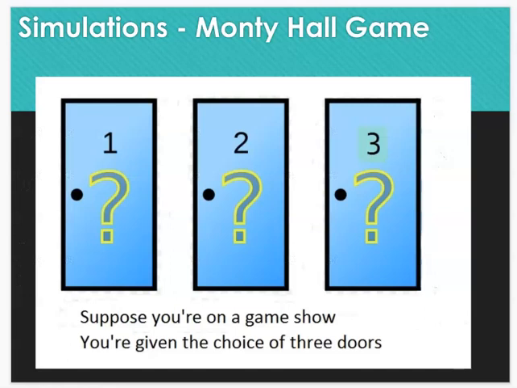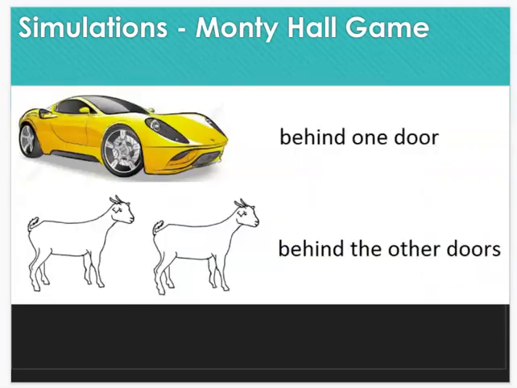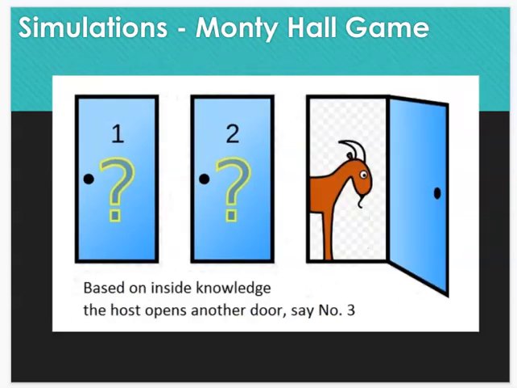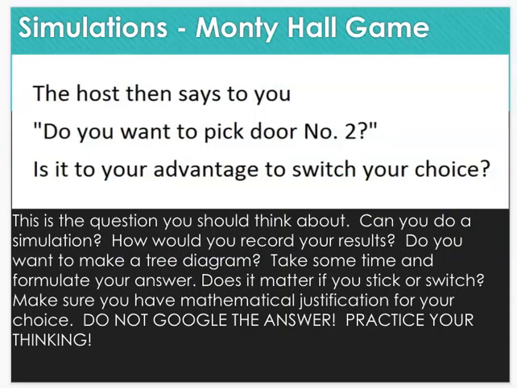So remember, here's the 3 doors. So you choose one door. Behind the door, there is a really nice prize behind one door, and there's bad prizes behind the other 2 doors. So you pick a door. Let's say you pick door number 1. The host, who knows what's behind each door, then shows you what's behind door number 3, which is a bad prize. Then the host says to you, do you want to pick door number 2? Is it to your advantage to switch your choice from door number 1 to door number 2?